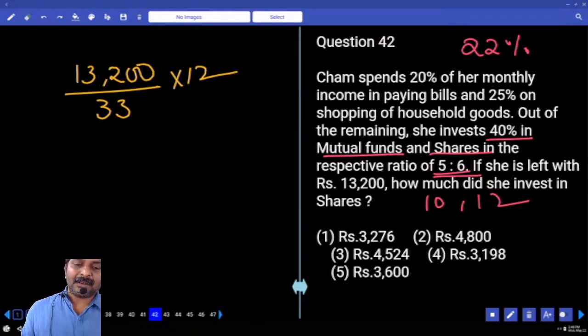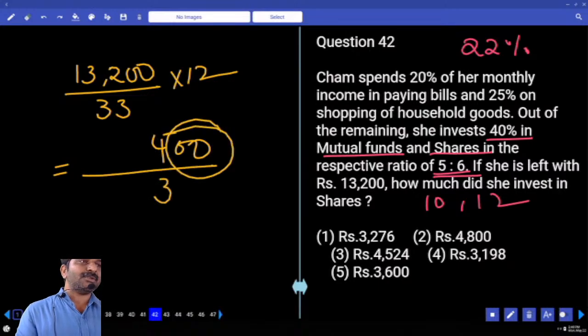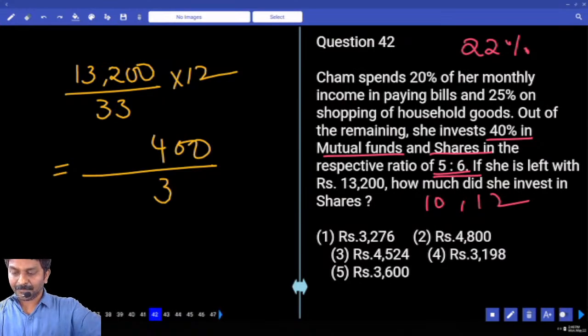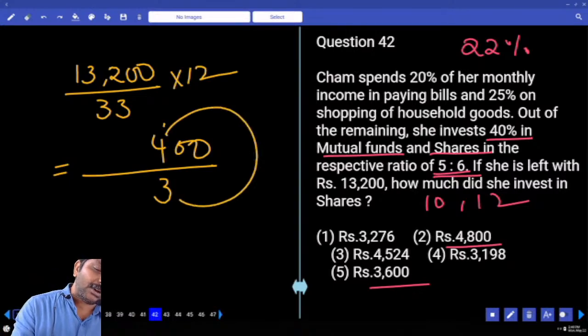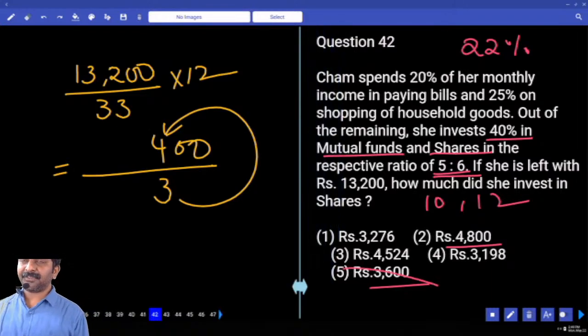Into 12. Yes. The numerator ends with 2 zeros. 2 into 2, 4. In the numerator we have 2 zeros, right? In the denominator, do you have a 5 multiple? At least a 2 multiple. So can you eliminate the zeros? Yes or no? That means your answer should have zeros, right? How many options are there? 2 options are there, correct? Now let's verify the last digit. 3 into which number ends with 4? So that means the answer must end with 800, right? Fifth cannot be your answer. Second final answer.